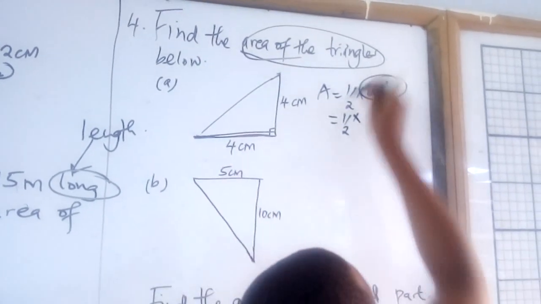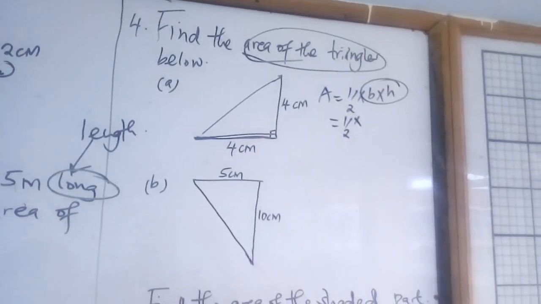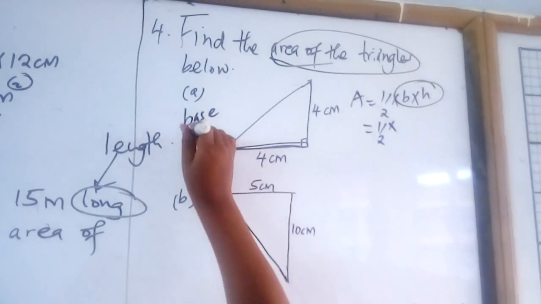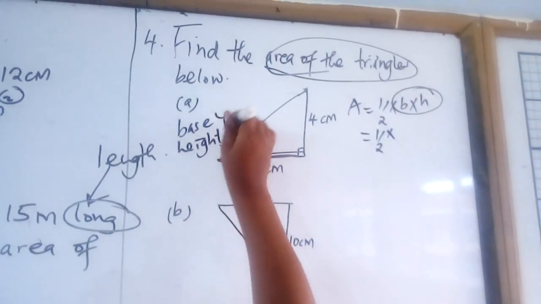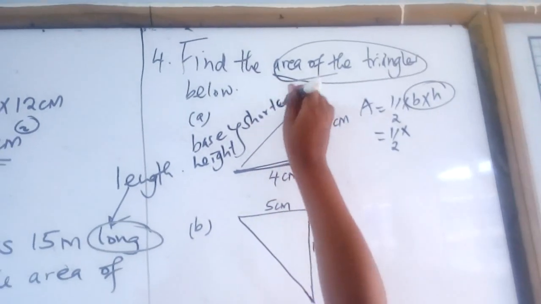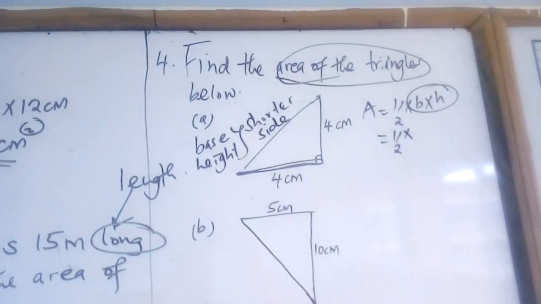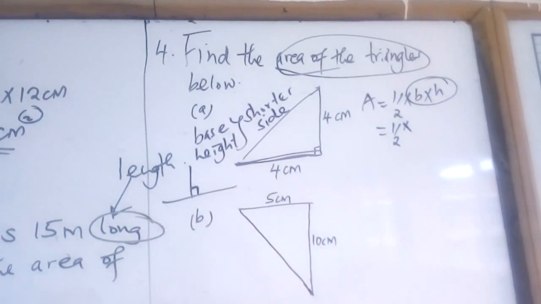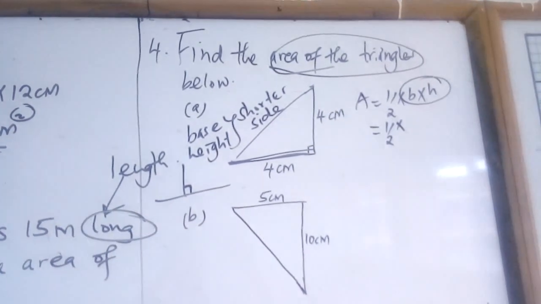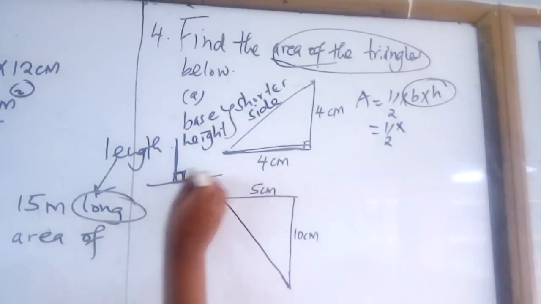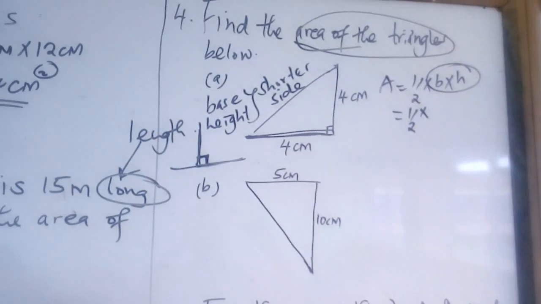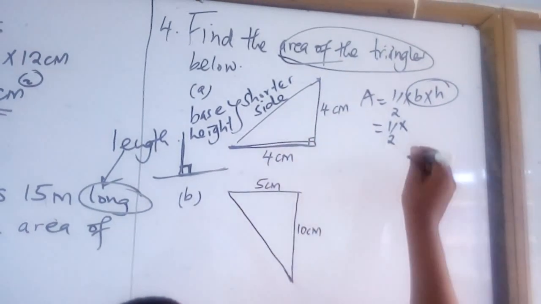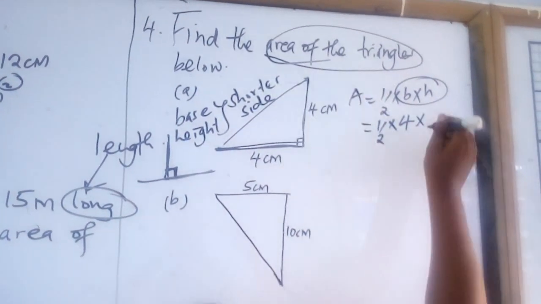And note, how do we identify base and height? First and foremost, remember that the base and height are the shorter sides. And how do you identify the shorter sides? When there is this angle of 90 degrees, which we also call perpendicular. So when you see this sign, these lines meeting at 90 degrees, one will be base and the other one will be height. So our base here is 4 and our height is 4.